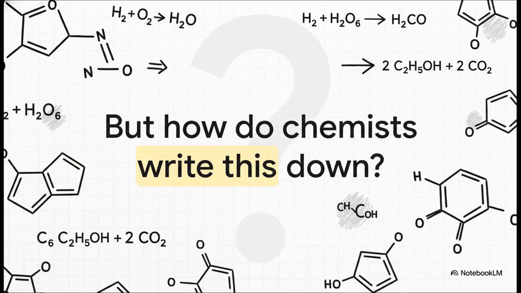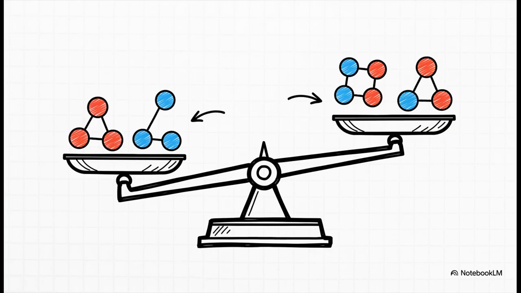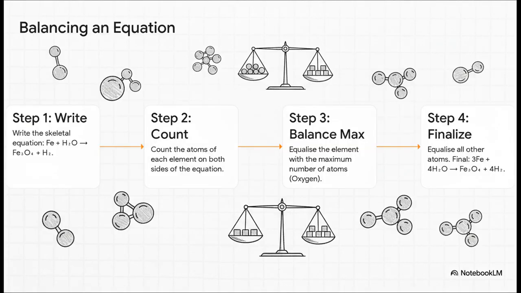But how do chemists actually write this stuff down? Well, they need a universal shorthand. Enter chemical equations. Think of it like a recipe. It's chemistry's shorthand for showing what goes in and what comes out. And here's the golden rule. You can't lose atoms. Both sides of the equation have to match up. Let's walk through it. You write the basic equation, count up the atoms, and then balance everything out.